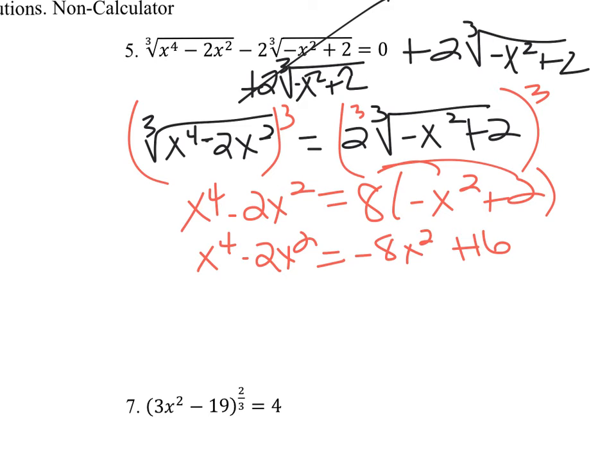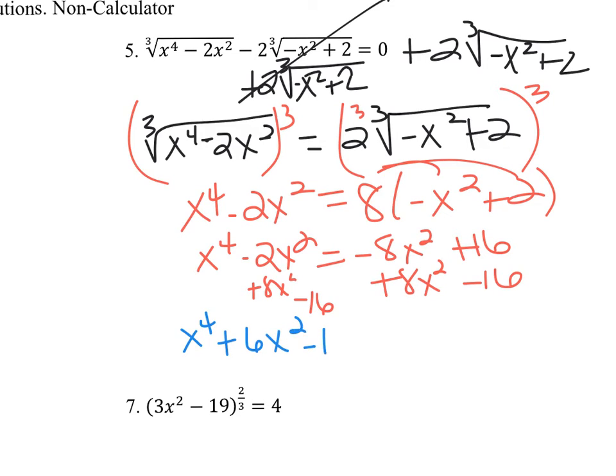Okay, so I'm going to go ahead and put everything to one side again. So I'm going to add the 8x squared over, and I'm going to subtract the 16 over. So my expression now on the left-hand side is x to the 4th plus 6x squared minus 16 equals 0.